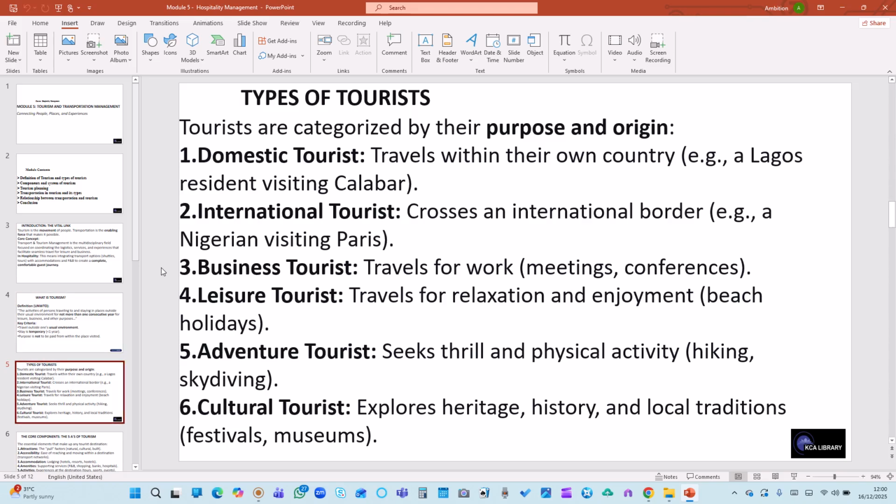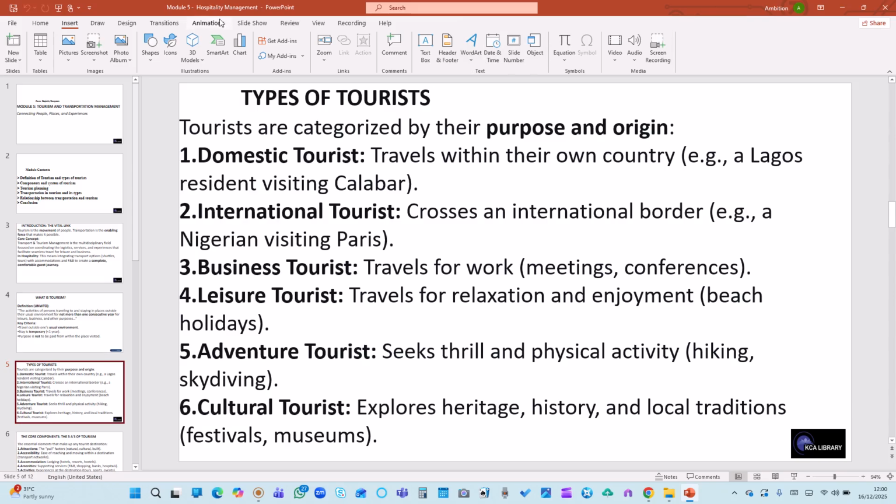Now let's look at types of tourists. Tourists are categorized by their purpose and origin. Number one type of tourist is domestic tourists. This involves travels within their own country. This type of tourism involves a defined geographical area. For example, a Lagos resident visiting Calabar. So somebody living in Lagos decided to visit Calabar for a particular purpose. So that type of tourism is called domestic.